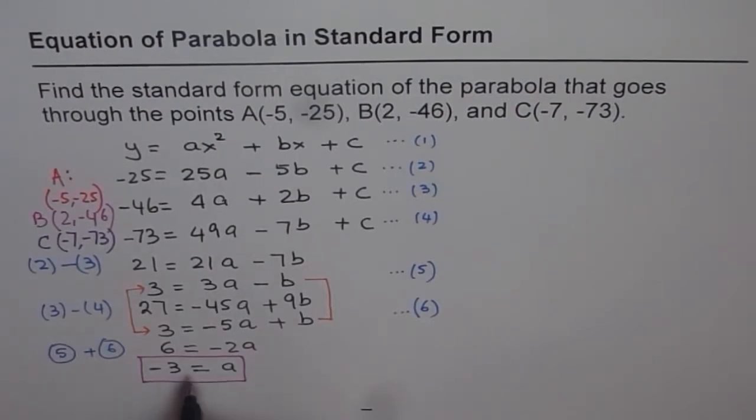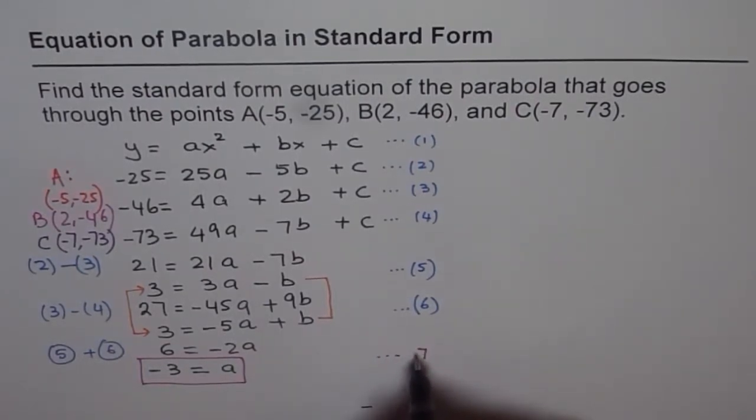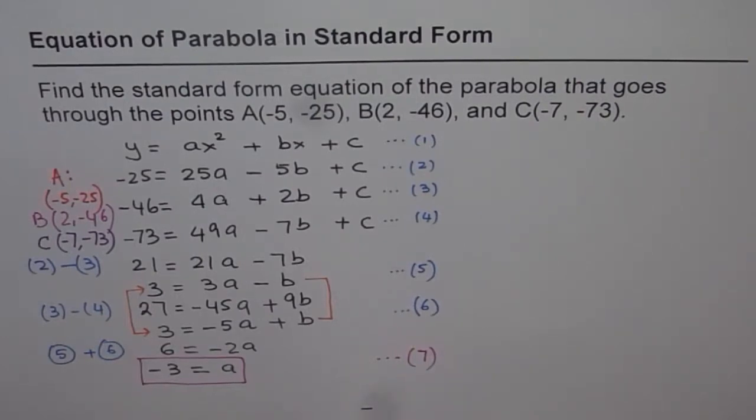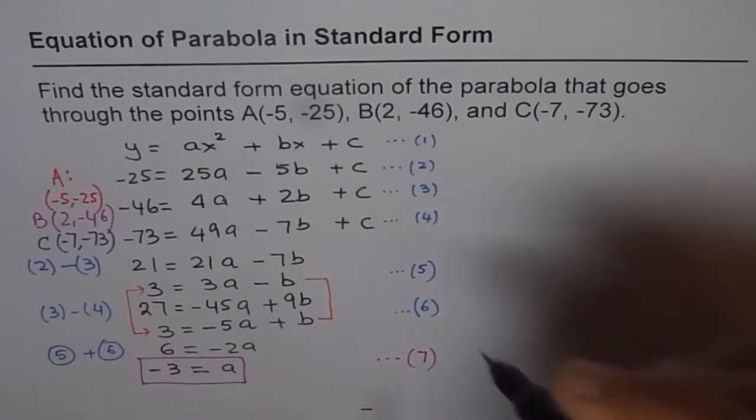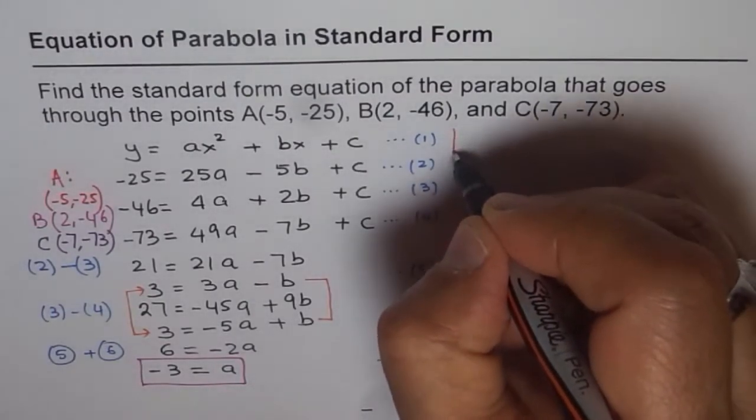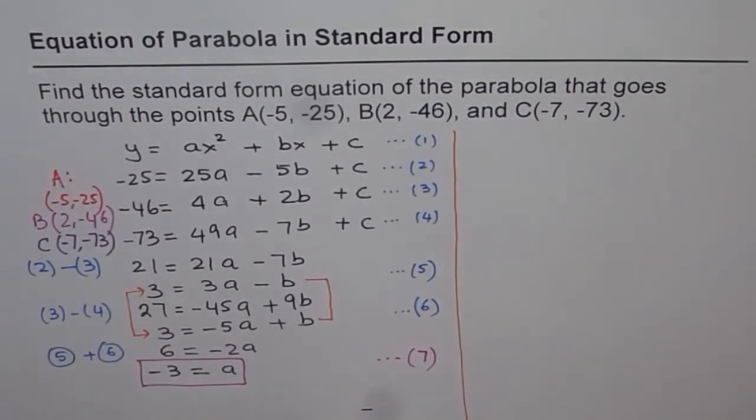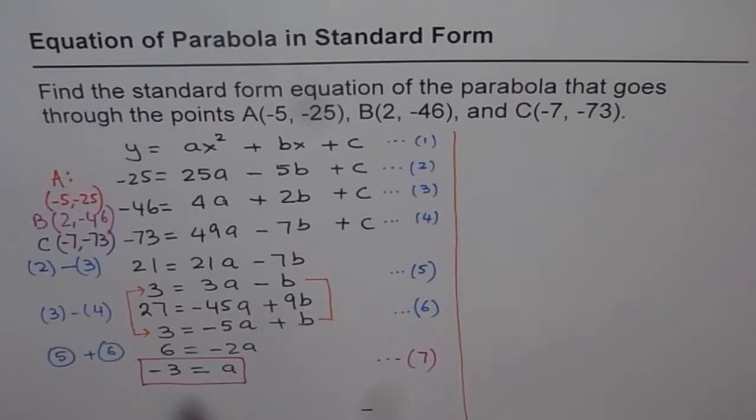And let me call this my equation number 7, right? So we have the value of a finally. Now with this, we can continue and find b and c, correct? So we have a equals minus 3. Since we know a is minus 3, we can use one of our previous equations to find the value of b, right? So we can substitute the value of a, which is minus 3, into our equation 5.